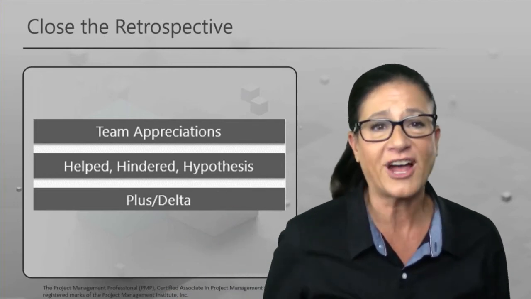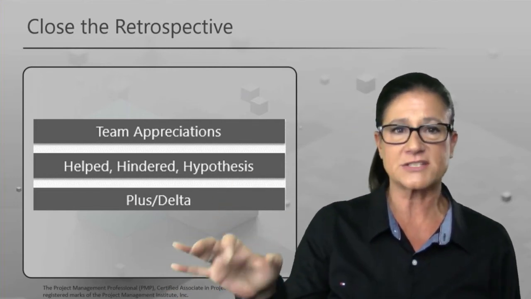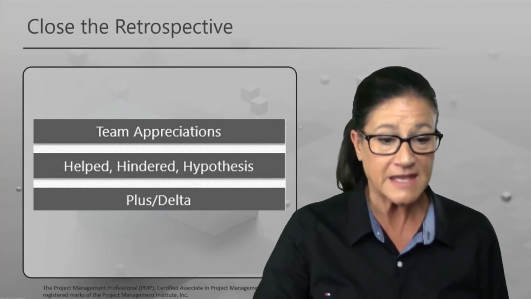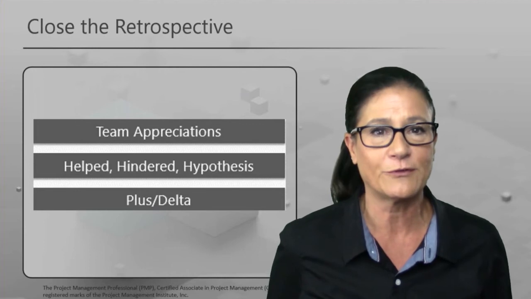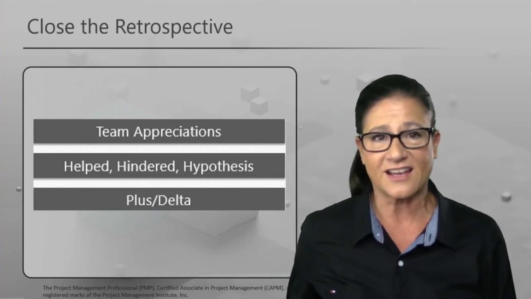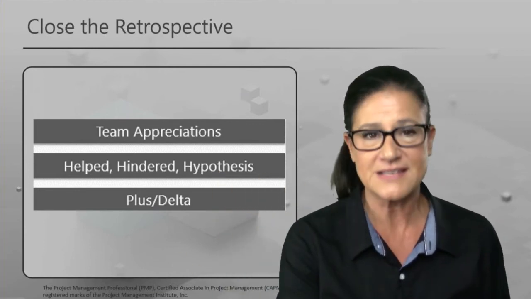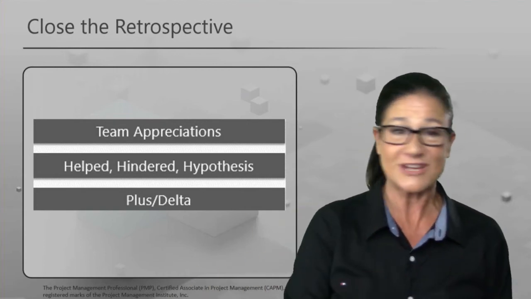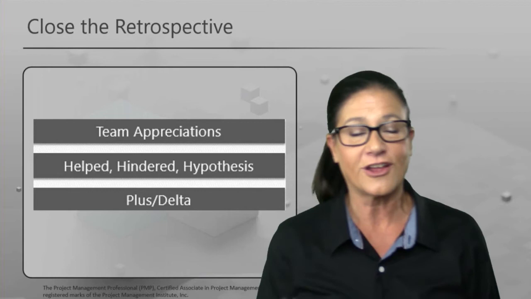Help, hindered, hypothesis. What helped us on this project? What hindered us? And what hypothesis can we reach from that in order to really solidify our plans for moving forward? And plus or delta. Do more of this, do less of that. And that could be on the team level, do more of this, do less of that in a retrospective, or even on the iteration and or project level.